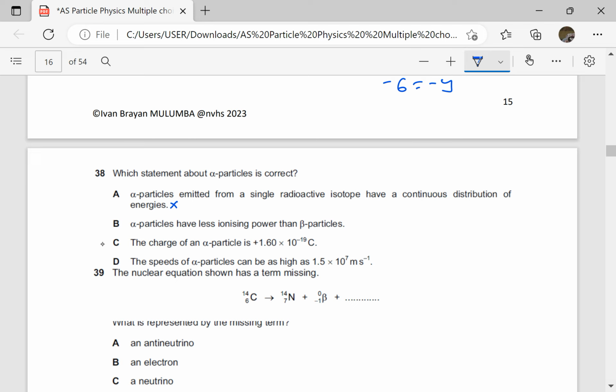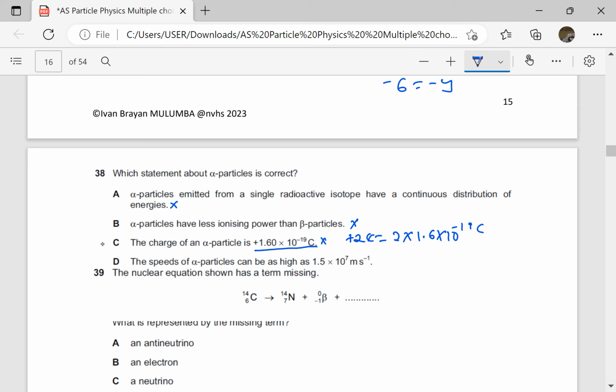Alpha particles have less ionizing power than beta. That's not true. They have a greater charge. Ionization will depend on the charge. The charge of an alpha particle is positive. That is the charge of a beta positive. The charge of an alpha particle is positive 2e, which is 2 times 1.6 times 10 power negative 19 coulombs. So that is also not true.